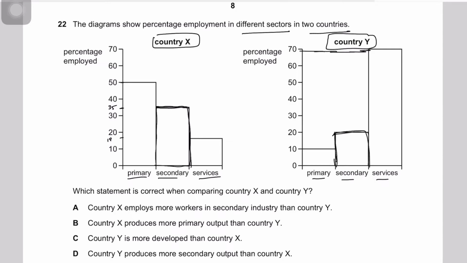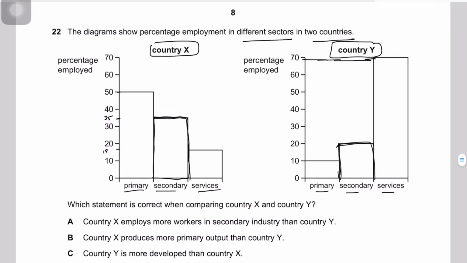And a clear example is that, let's say that there are two countries, country X and country Y, and let's say that in country X there are 35% people that are employed in the secondary sector. So let's say that the labor force in country X is 100 people, let's assume. So how many people are in the secondary sector? If 35%, 35 workers are in the secondary sector.